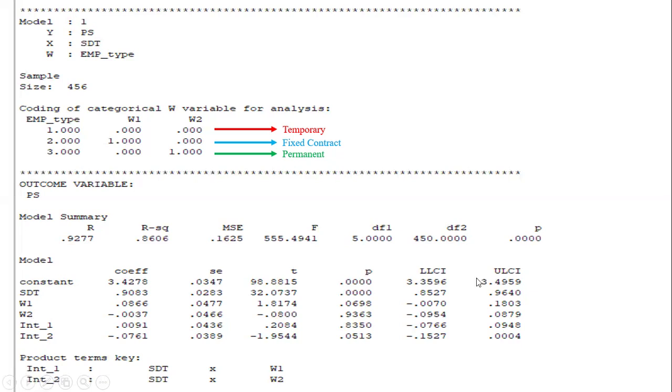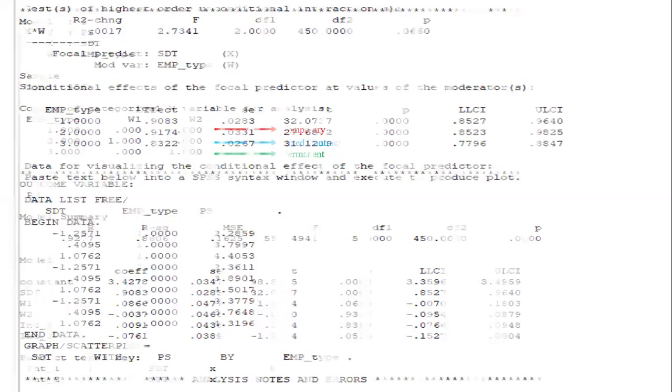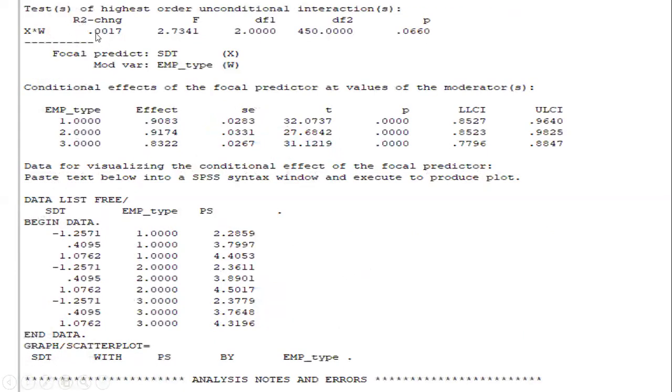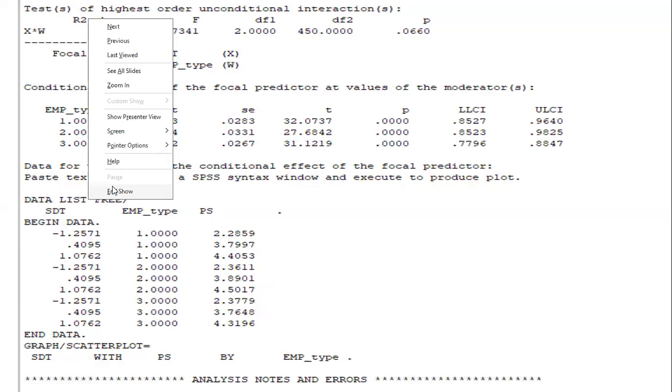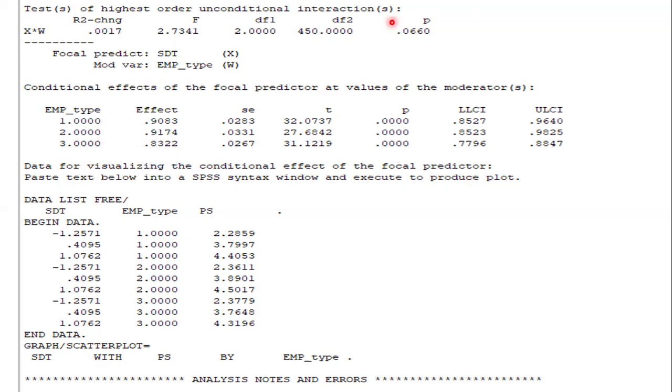You can also see this graph. You can see over here the R square change. R square change is also very weak. It means by including two moderators, the contribution of R square change would also be very weak, because the p value is greater than 0.05 but less than 10%. So it means there is a weak contribution of R square if we include two moderators.